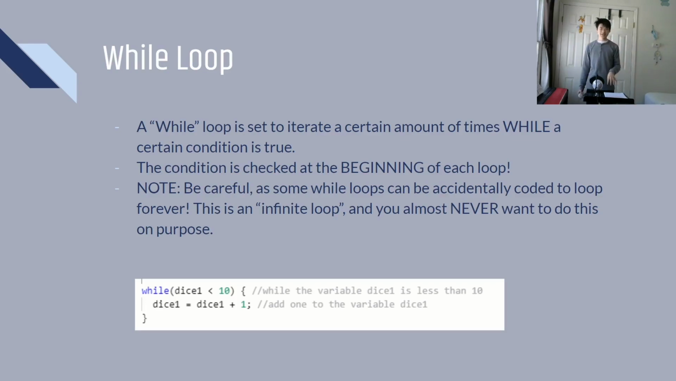So what we're doing here is we're saying, okay, while the value of dice 1 is less than 10, add 1 to the variable dice 1. So this while loop will keep looping until dice 1 becomes equal to or greater than 10.